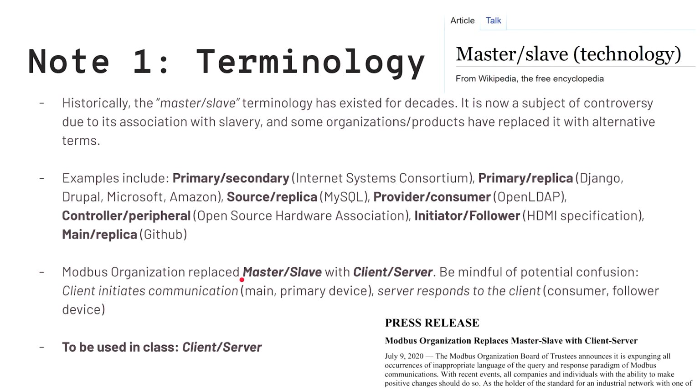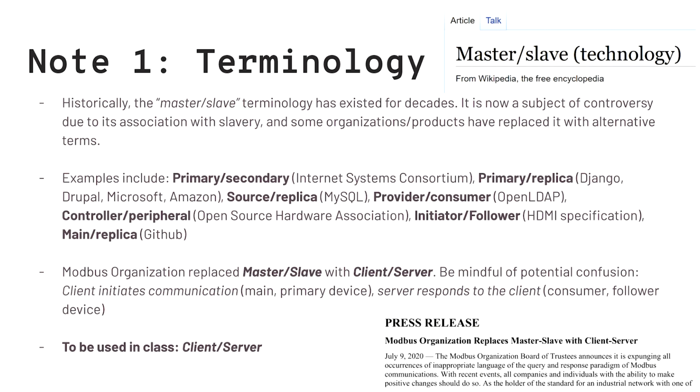So master-slave is being replaced with client-server, and I want you to be mindful of potential confusion. The client is the one that initiates the communication. The client is the main device, the one you would have called a master in the past. Here we call it client because, again, it initiates the communication to some device that is waiting for commands. It's the same way you connect to a web server: you are the client, you type google.com, you're asking Google to give you back something. It's the same idea. You're the client, Google's the server.